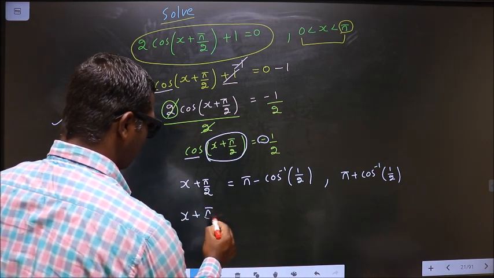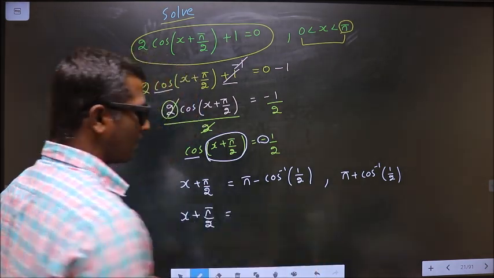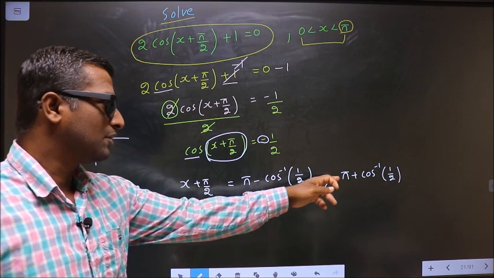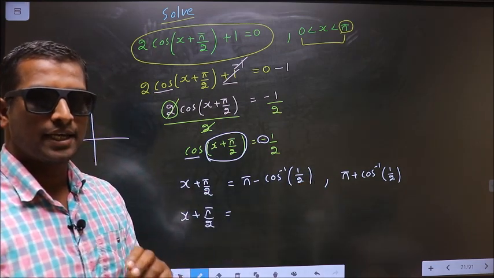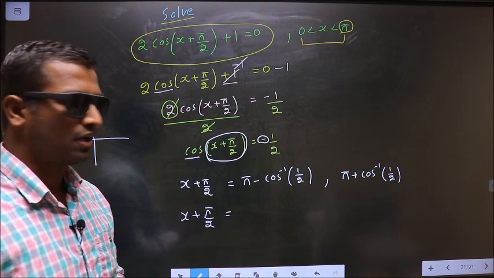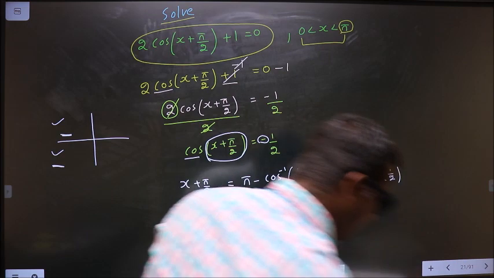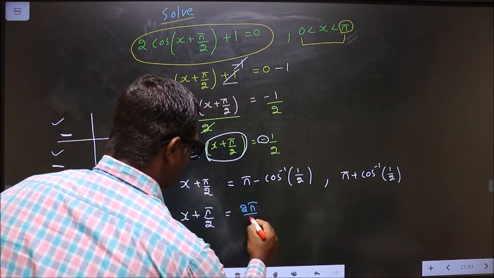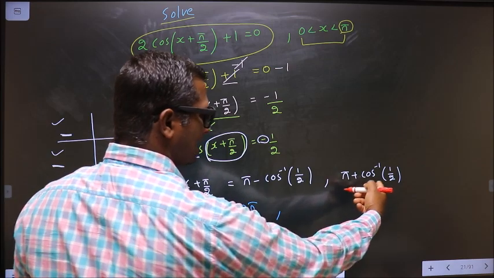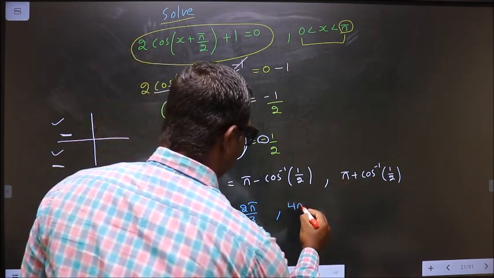Now, x + pi/2 equals, before you calculate these two, make sure your calculator is in radians mode. Now, put this in the calculator, you should get 2 pi/3. Place this in the calculator, you should get 4 pi/3.